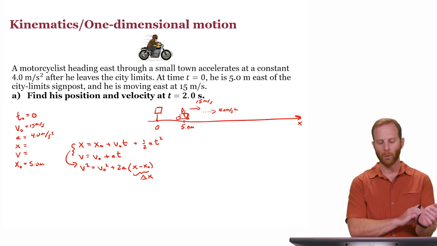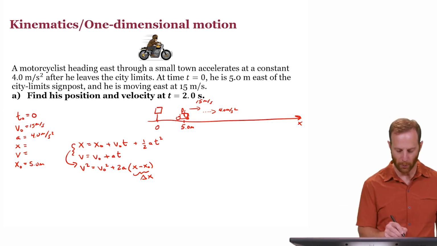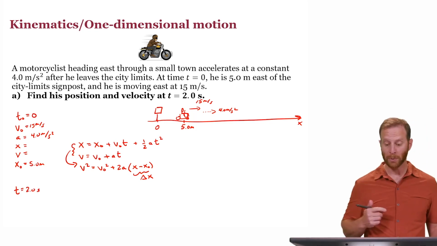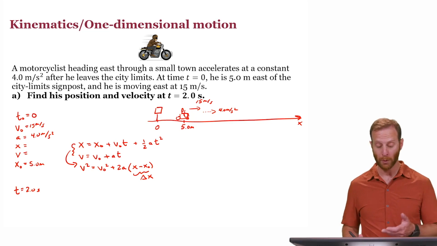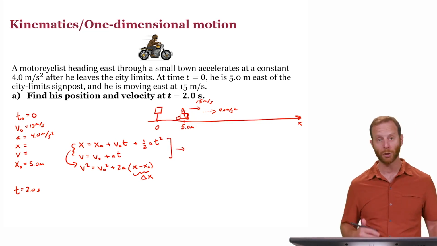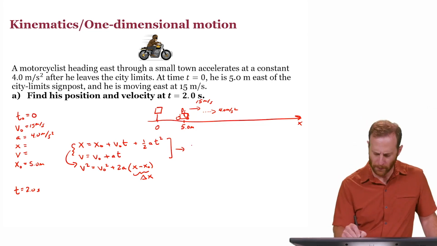In this problem, though, we're told what the time is. In part A, we're told that t is equal to 2.0 seconds. The position and velocity can be found right away by just taking these first two equations, plugging and chugging, and seeing what we get. So let's do that.